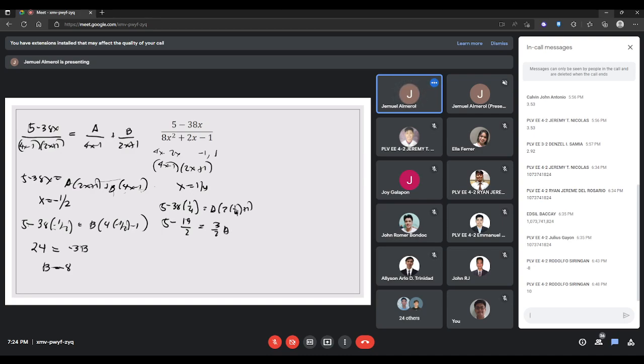Okay. So it becomes 10, cross multiply, minus 19, negative 9 halves is equal to 3a over 2. Right? 10 minus 19. We can cancel this. So we have negative 9 is equal to 3a, therefore a would be equal to negative 3. Thus, the equivalent of this part in partial fraction is negative 3 over 4x minus 1 plus negative 8 over 2x plus 1.